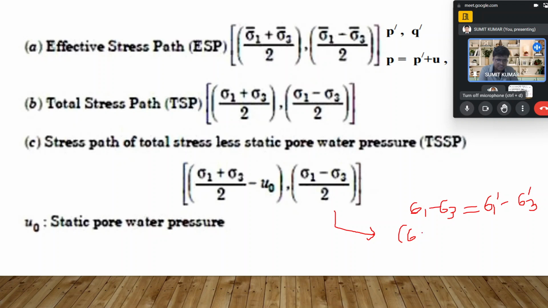So sigma 1 dash is nothing but sigma 1 minus u, minus sigma 3 minus u. So that is equal to this, the u gets subtracted, and this is nothing but sigma 1 minus sigma 3. I think this thing is very much clear.